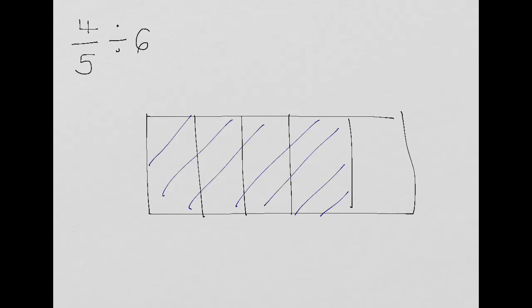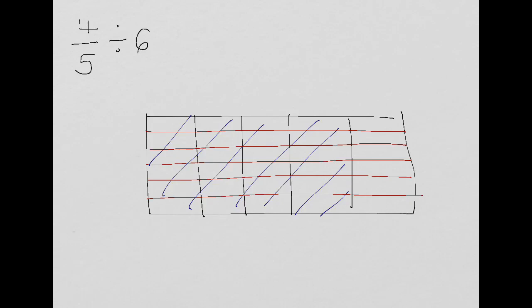So hopefully that's your diagram for 4/5. Now you've got to divide by 6. Remember, the division happens on this side, so you're dividing across like this. Off you go, divide it by 6. So I'm hoping that's what you've drawn in yours.